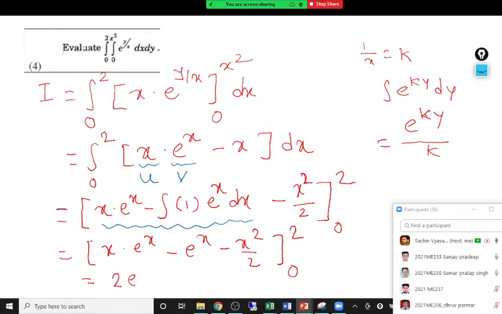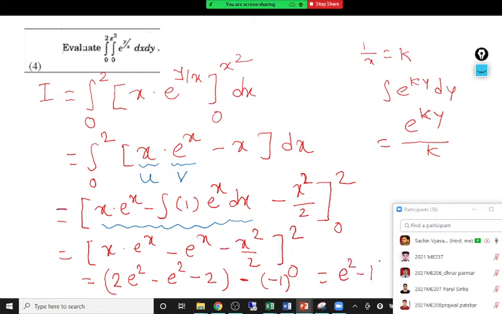Okay, all of you are giving me the final answer, but I will write it step by step. 2e square minus e square minus 2 is for upper limit. For lower limit, minus sign, and we replace 0. This is 0, this is minus 1, and that is 0. So that's minus 1. So the final answer is e square minus 1. Yes, correct. The end of the question there.